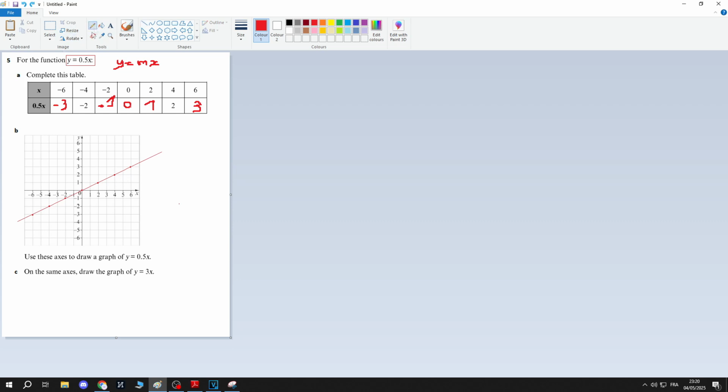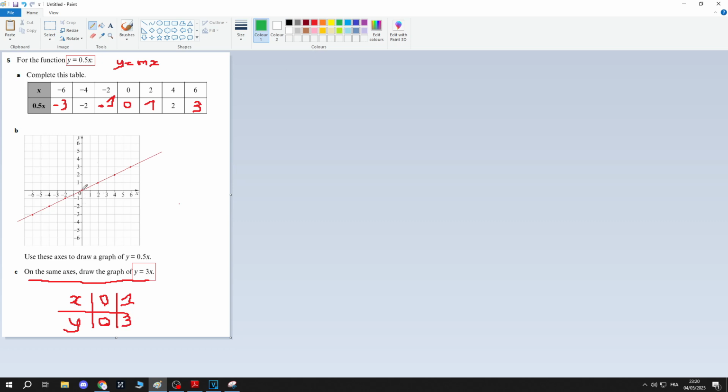And then let's look at C. On the same axes, draw a graph of y equals 3x. Again, y equals 3x is in the form of y equals mx. Therefore, it is a linear function. Therefore, we only need 2 points. And I will pick the easiest ones again. For this, I will pick when x is equal to 0, because y would be 0 here, because 3 times 0 is 0. And x is equal to 1, which means y is equal to 3, because 3 times 1 is 3. Let's plot our points and let's use a different color.